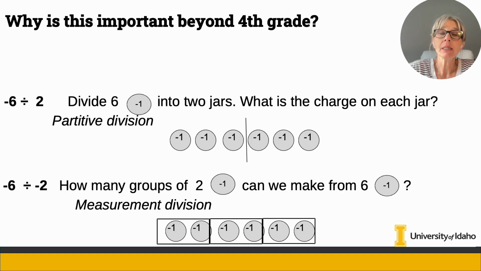Likewise, when students first start operating with integers, -6 divided by 2 is easier to think of with a partitive context, like dividing 6 negative ones into 2 jars would give us -3 in each. On the other hand, -6 divided by -2 is easier to think about with a measurement context, like how many groups of -2 can we make from -6?